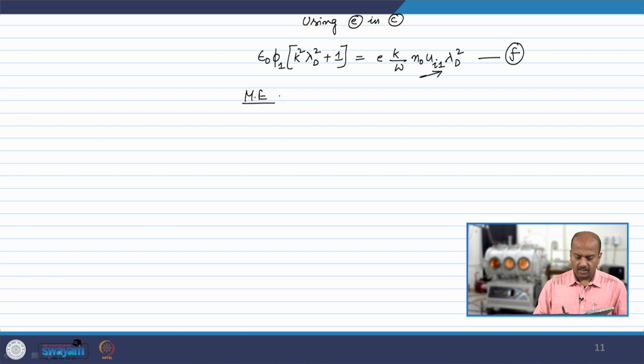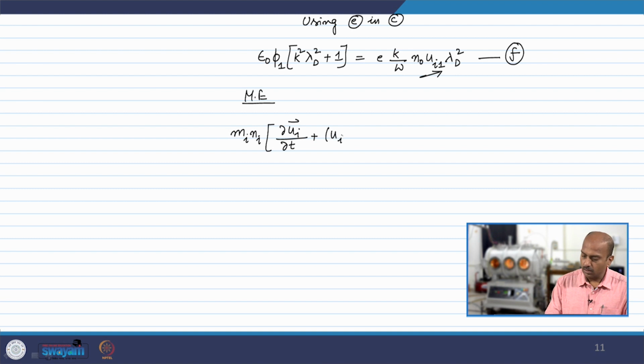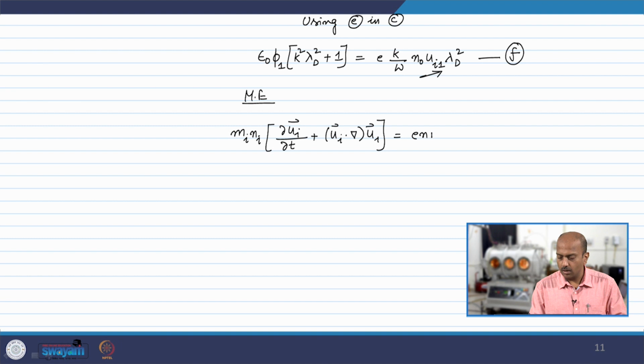We can directly use the linearized momentum equation. The terms of the momentum equation will not change. So for instance, we write it as m i n i times dou u i by dou t plus u i dot del times u i is equal to e n e minus del p. Right. So here the advection term can be neglected because of the second order terms involved in it.